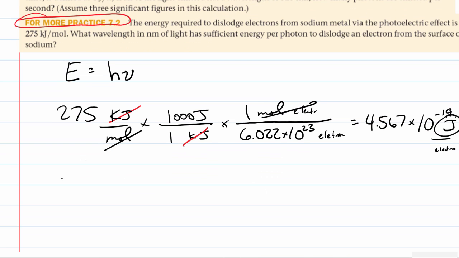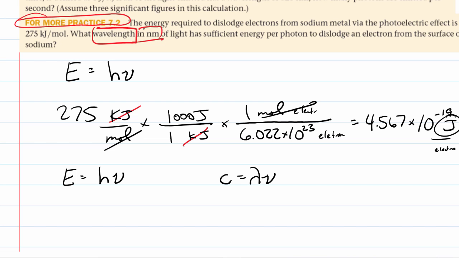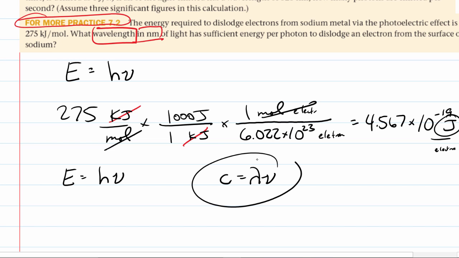So then we come back to our equation, which says E is equal to h nu. And we look at the one that we've already had, which says c is equal to lambda nu. Because what we're ultimately trying to calculate in this problem is a wavelength in units of nanometers. Right now, wavelength does not appear in this formula, so we need to get wavelength into here. To get wavelength into here, we need to take this equation right here and rearrange it.